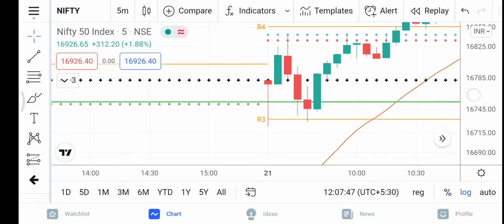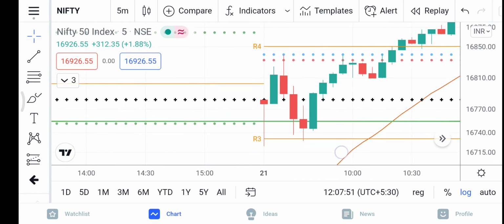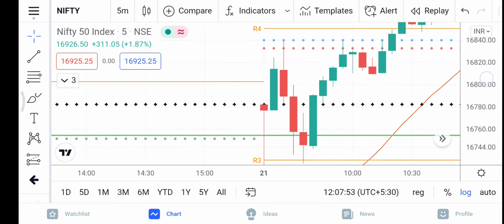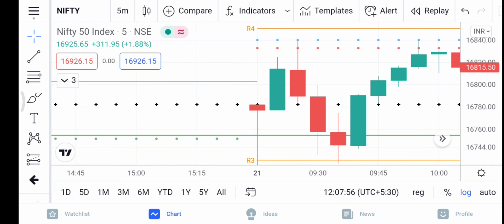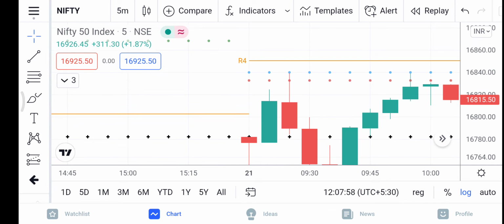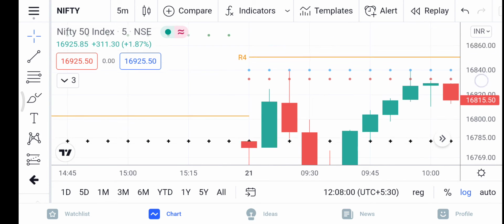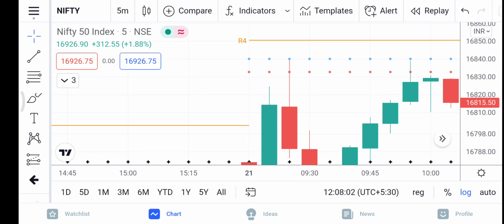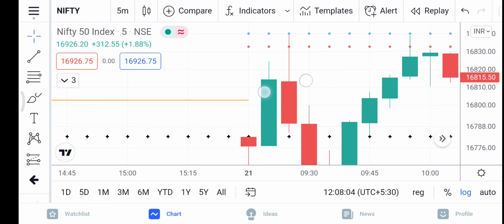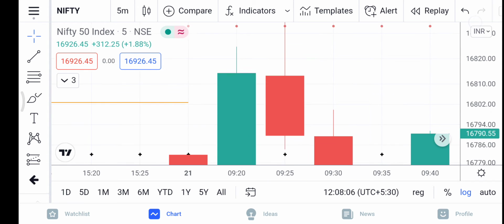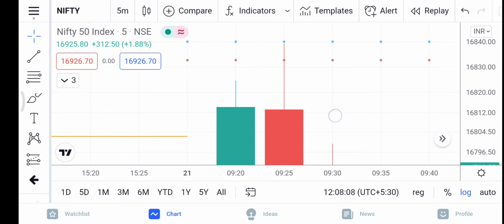So the first candle was neither a convincing bullish candle, so I waited for the right opportunity and went short. Means I waited till here. The third candle started reaching the PDH and the R1. So this is the third candle. When the third candle started facing resistance, I bought PE.